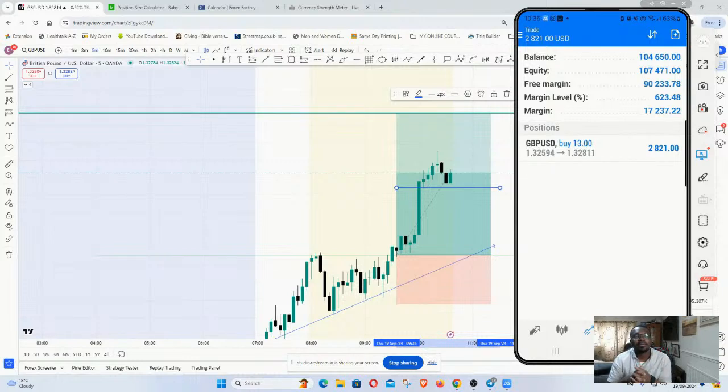So the closure of this candle that is printing right now will be the decision candle for me to take partials, take $2,000 out of the market, and then leave the rest to run. The closure of this candle will determine that. Because there's news by 12. Remember that, guys. There's news by 12. So you don't want to be in the market at that time. You want to be done and dusted before that time.